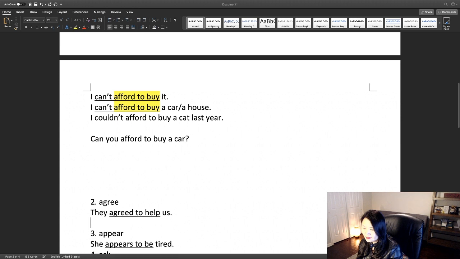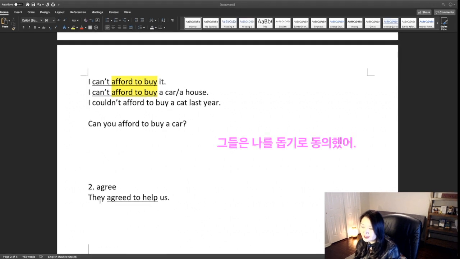Agree. So this is an example sentence. They agree to help us. So when you look at here, agreed. This is the past, right? They agreed to help us.